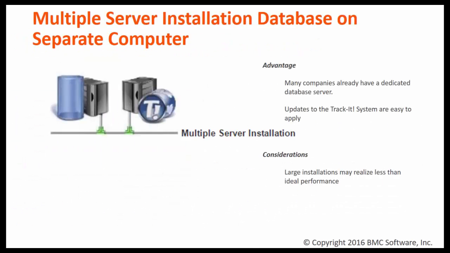The next model is the multi-server installation model where the database is on a separate computer. The advantage is that many companies already have a dedicated database server, so to install the Trackit database on that dedicated server would be easy. Now the updates to the Trackit system are also easily applied because we have the Trackit web and the Trackit application on a separate server. The consideration for this model would be that large companies or large installations may realize less idle performance.